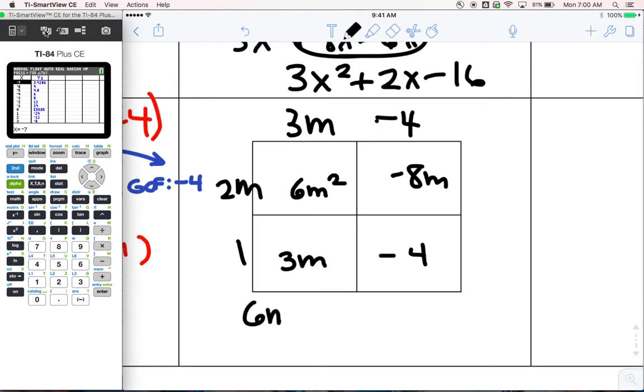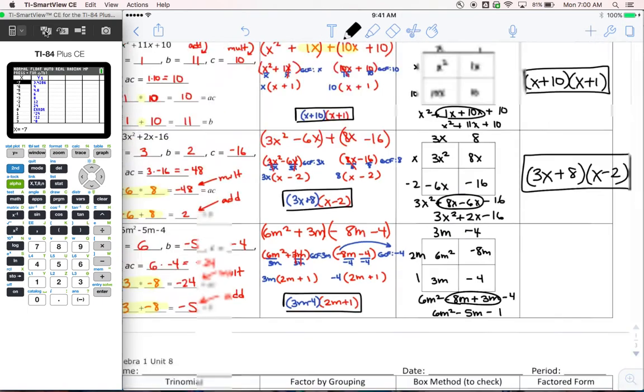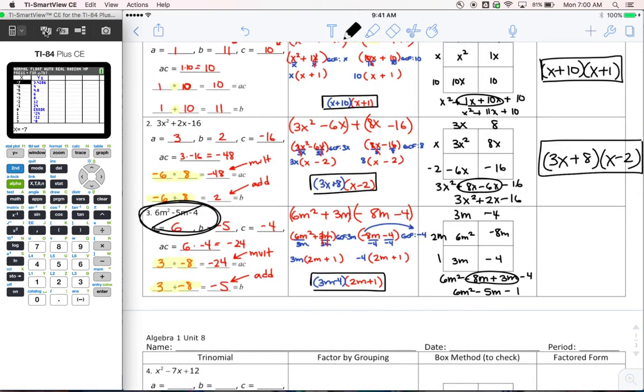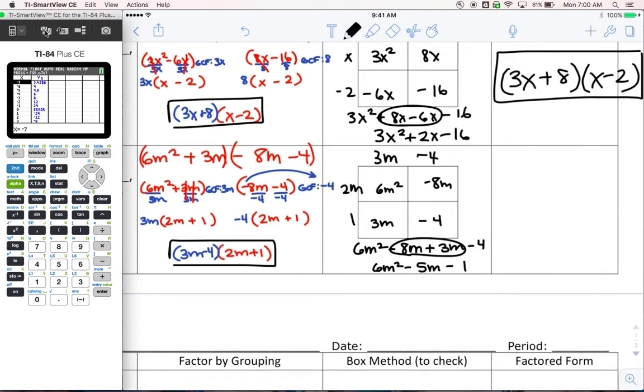Now when I write all this out, basically I'm checking to just make sure that I get that middle term correct. Negative 8 plus 3 is negative 5m minus 4. Is that what I started with? Yes, it is, so we're good. All right, so my factored form is, I already checked it, 3m minus 4 and 2m and a positive 1.